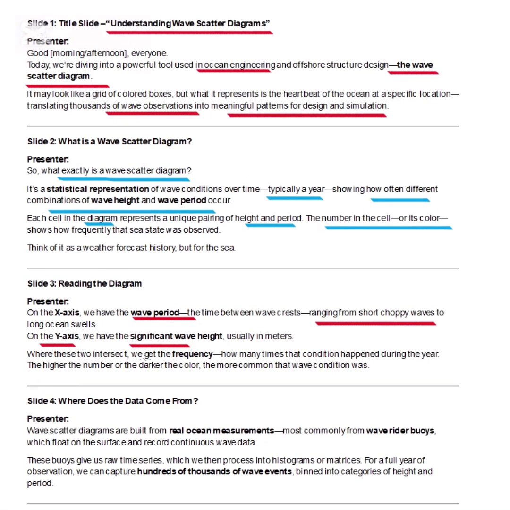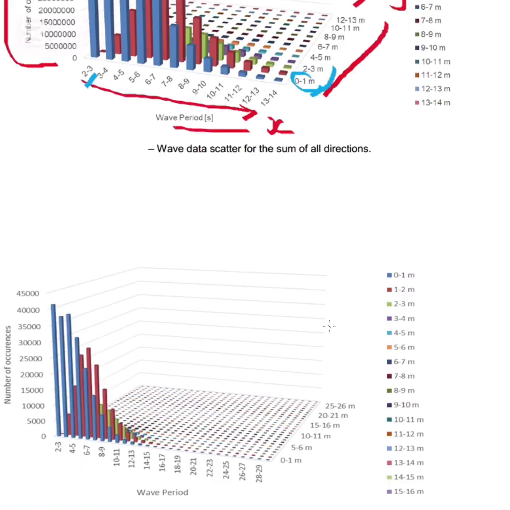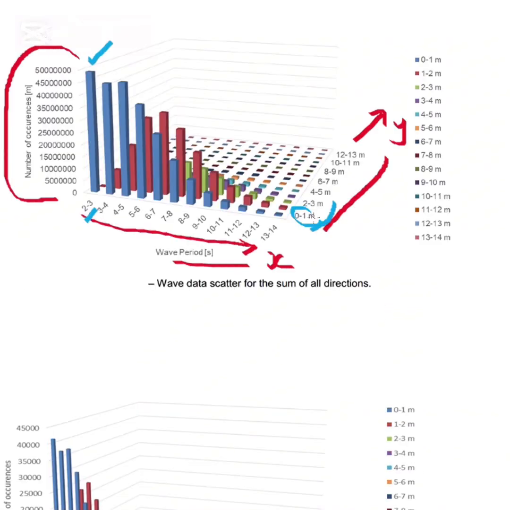And where these two intersect, we get the frequency: how many times that condition happened during that year. See this particular condition, 0 to 1 meter wave height, 2 to 3 seconds. How many times is it happening? It's a lot of times. It's like 500,000 or 5 million, something like that.